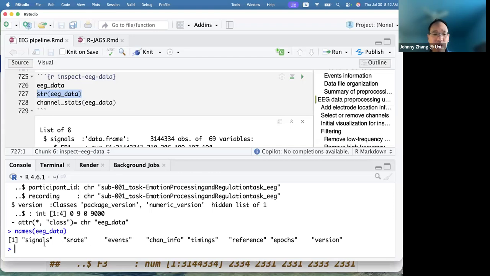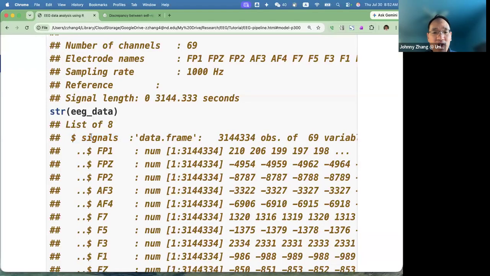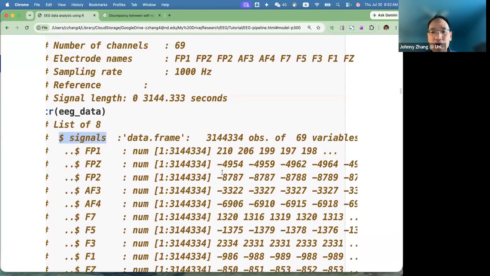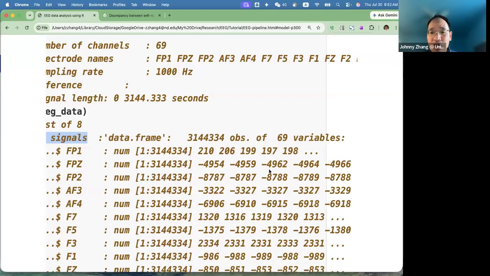So those are the different components: the signals, S rate, events, channel information, timing. The detailed information is given here. For the signals, remember we have 6 channels in total. 6 is for brain activity channels and 5 other channels. So we have 69 variables.